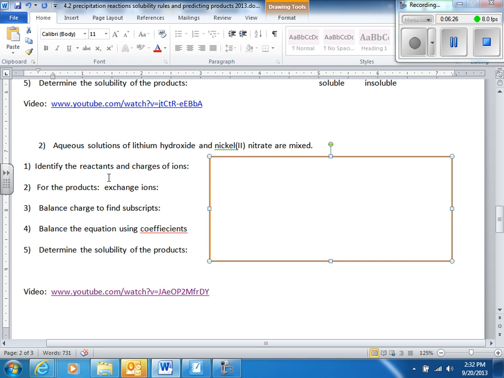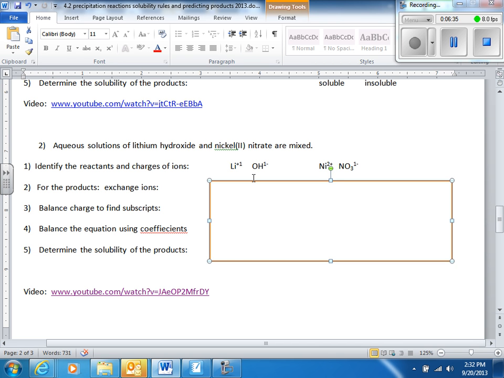So first we identify the reactants and charges of the ions in the reactants. You can do that on your own or I'll show them to you. This lithium, all alkali metals are +1. Hydroxide you had to look up on your polyatomic ion sheet. Nickel, you were given the charge by the 2 right here. Nitrate you look up. Now we exchange the ions to find out what the products are.